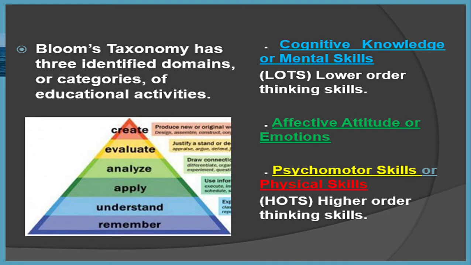Bloom's taxonomy has three identified domains, or categories of educational activities. First is the cognitive: knowledge or mental skills. This is called the LOTS, or the lower order thinking skills. Next is the affective: attitude or emotions. And then the third one is psychomotor: skill or physical skill, or the HOTS, the higher order thinking skills.